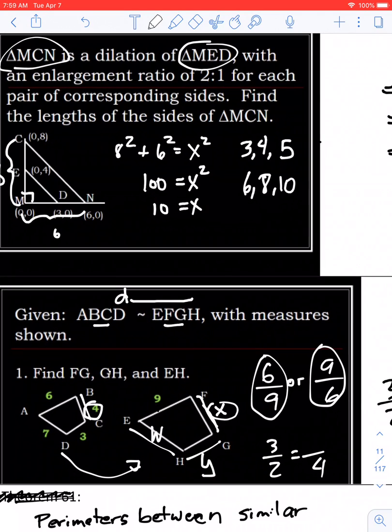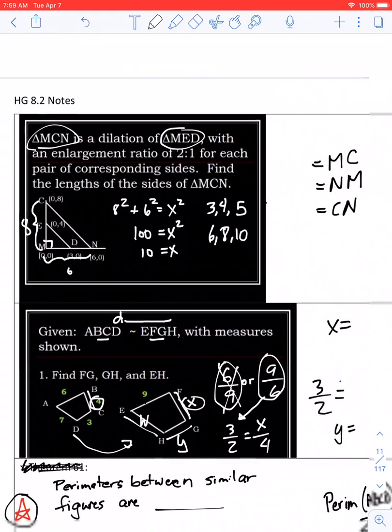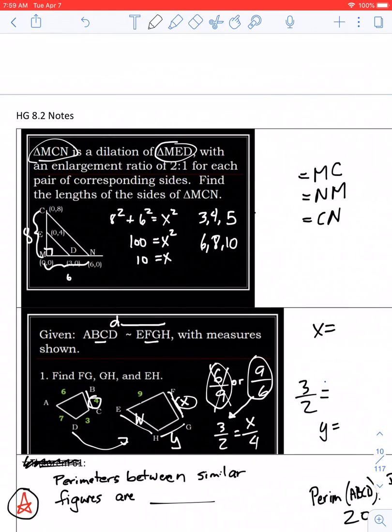You can start with either 6 is to 9 or 9 is to 6. Doesn't matter. I'm going to choose 9 is to 6. I reduce that to 3/2. And so we say 3 is to 2 as X is to 4. Solving that problem, most of us don't need to work too hard to figure that one out. X is 6.